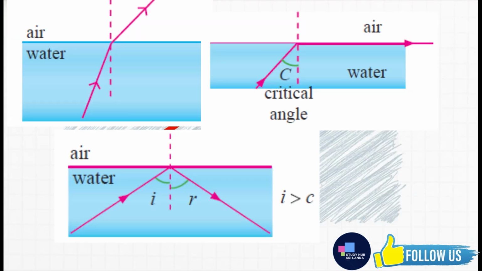So here's the magic trick. If the angle you send the light in at is even a tiny bit bigger than that critical angle, the light can't escape. It just can't refract out. Instead, it acts like it hit a perfect mirror and is completely reflected back inside the material. This amazing effect is called total internal reflection.